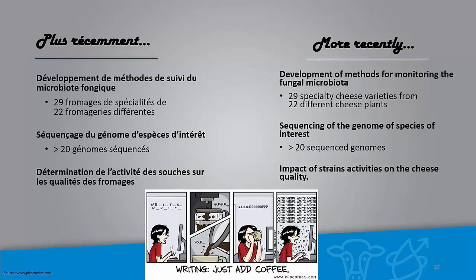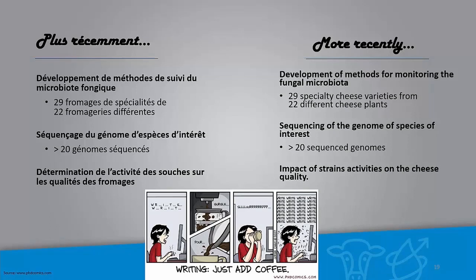More recently, we followed the development of the ripening of different types of cheese, and specifically we developed follow-up methods that use metagenomics, as I presented in the last slide, for 29 specialty cheeses from 22 different cheese plants. Again, we identified different microorganisms that were present in these ecosystems, and we sequenced some 20 genomes from interesting microorganisms, and we are continuing to analyze the genomes.